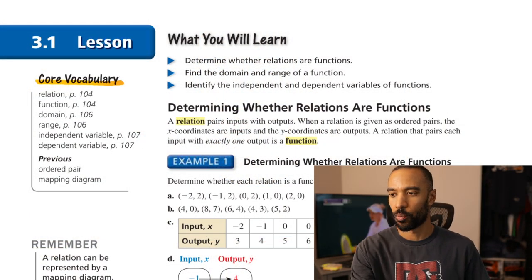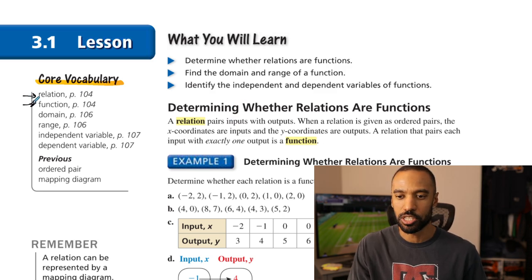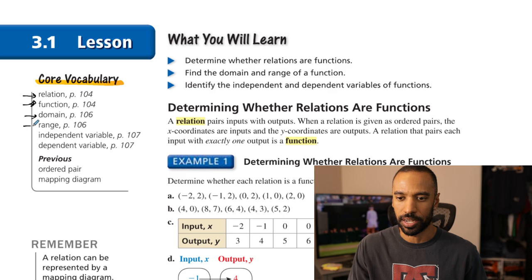We are going to determine whether things called relations are functions. Now, those are two different words right here that are part of your core vocabulary. I'm going to be defining that right here really quickly for you. Whether or not they're functions. And that's probably a lot of the goal of this today. Is something a function or not? Find the domain and range of functions. Those are two other words right here.